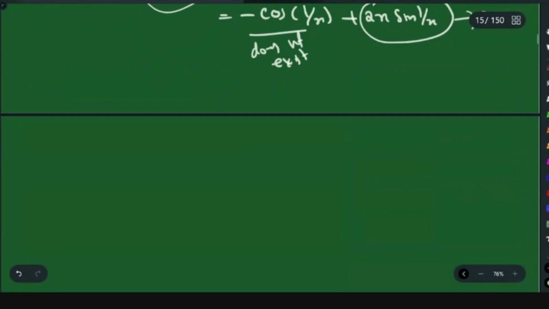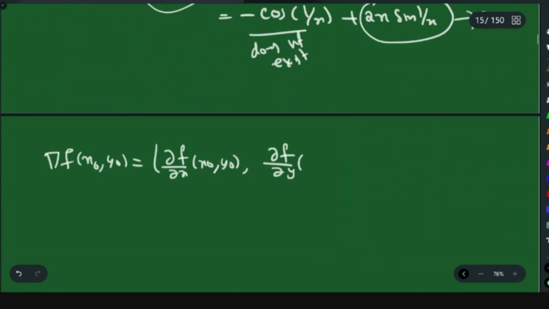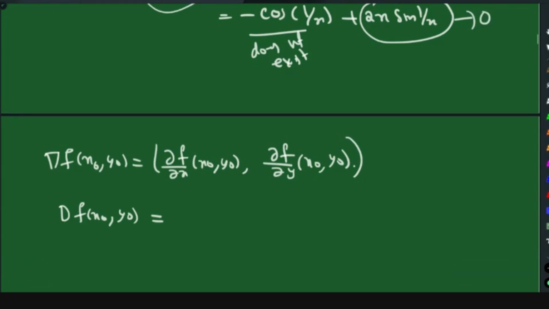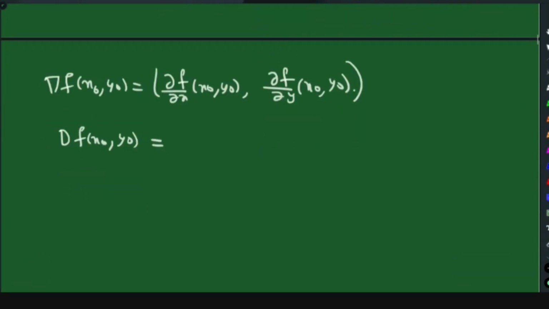So the only thing you need to verify is this. You have del f at x naught y naught, that is dou f by dou x at x naught y naught, and dou f by dou y at x naught y naught. So this is your del f. Now if you want to check whether the function is differentiable, your df at x naught y naught is del f dot, this del f only. This is in fact your derivative. Once the derivative exists, it should be del f.